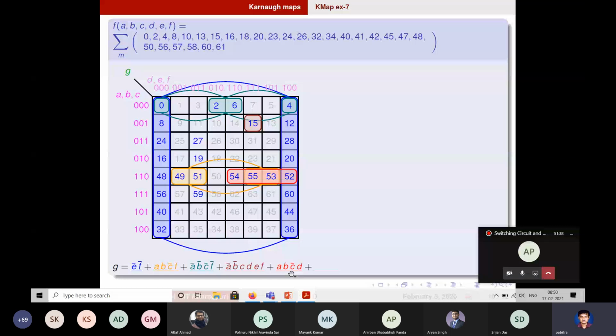We still have uncovered, so I have to write some more. So naturally 27, 19, 51, 59, which is B, D bar, E, F. Okay, so these are the rules that you can use. So you can find larger patterns, of course, in this 6 variable map.